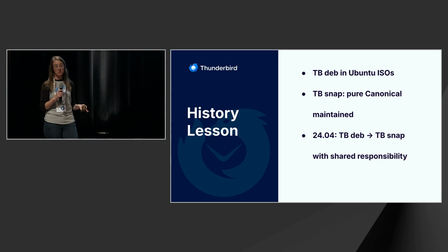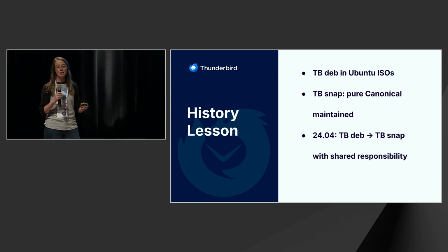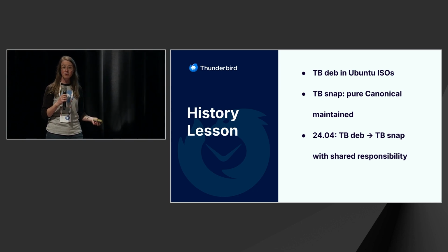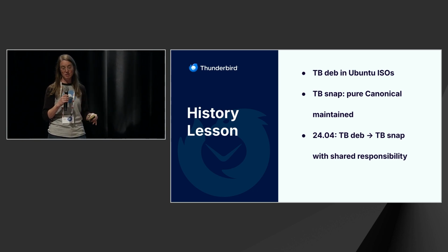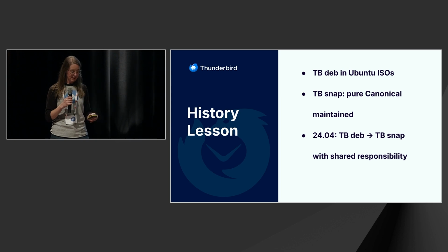So a little bit of a history lesson. Thunderbird has been a deb seated on the Ubuntu ISO for ages, and as of 24.04, we replaced that deb with a transition package to install the snap. And that is jointly maintained by Thunderbird as well as the Ubuntu desktop team. And we kind of share that responsibility, and it's great to work with old colleagues again.